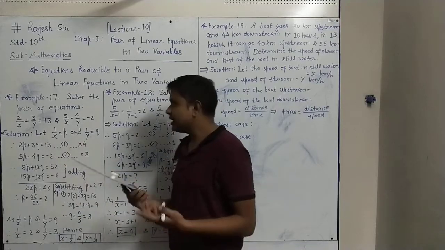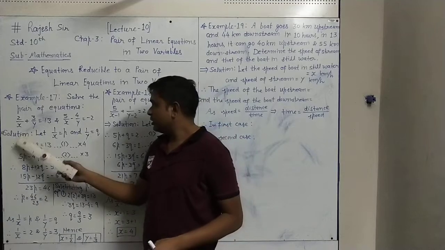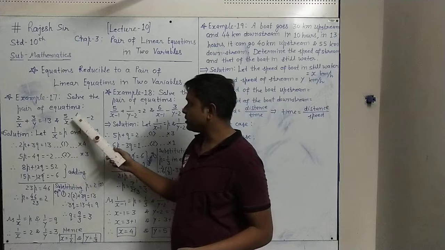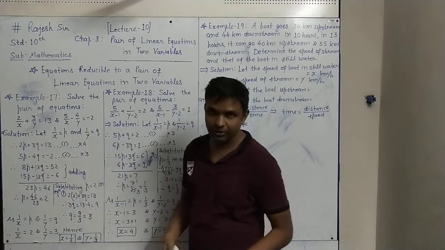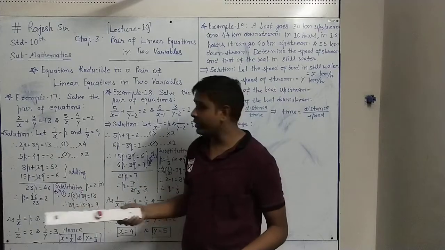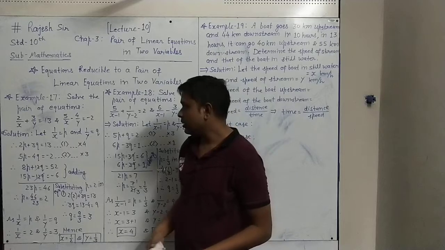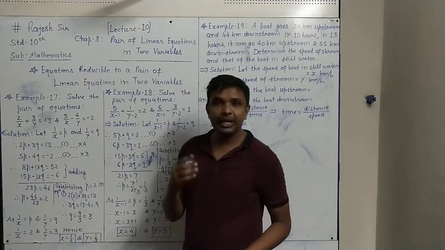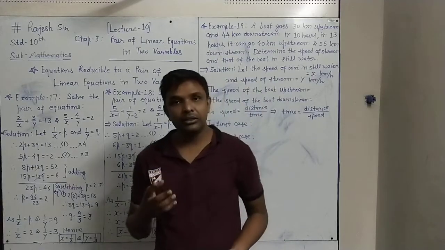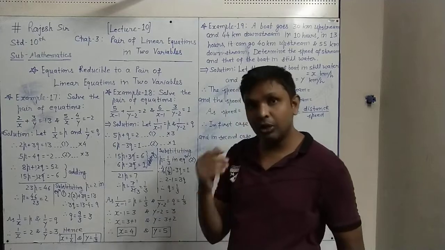So both the equations are very simply modified or reduced to 2p plus 3q equal to 13 in the first equation and 5p minus 4q equal to minus 2 in the second equation. Now these are a pair of linear equations in two variables, p and q, which we have transformed. We can solve these two equations by any of the four methods we have studied: the graphical method, substitution method, elimination method or cross multiplication method.